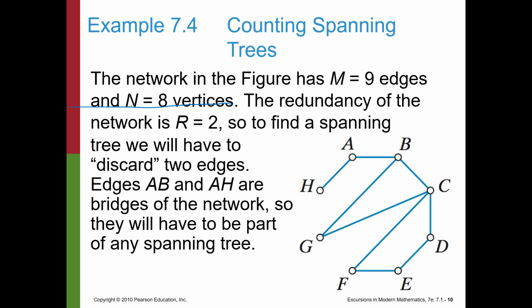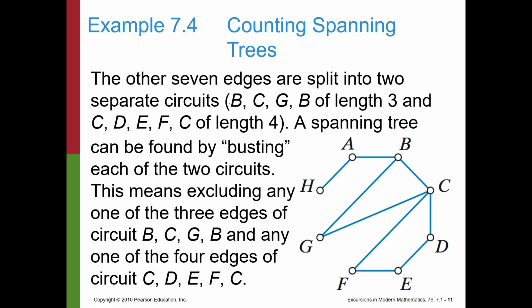Edges AB and AH are bridges of the network, so they will have to be part of the spanning tree. And the other 7 edges are split into 2 separate circuits. So we have the circuit B, C, G, B. And then we have this other circuit over here, C, D, E, F, back to C. A spanning tree can be found by busting each of the 2 circuits. This means excluding any one of the 3 edges of the circuit B, C, G, B, and any one of the 4 edges of the circuit C, D, E, F, C.